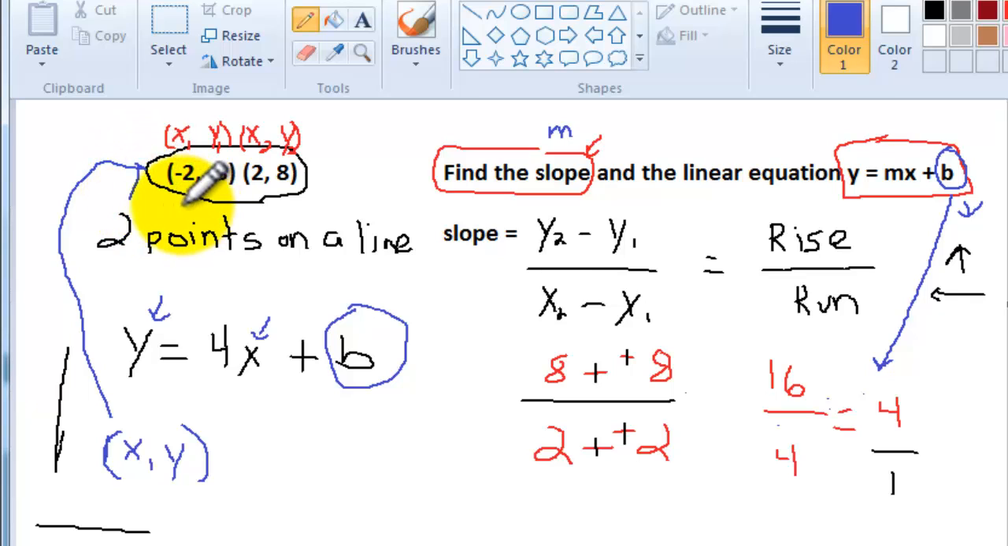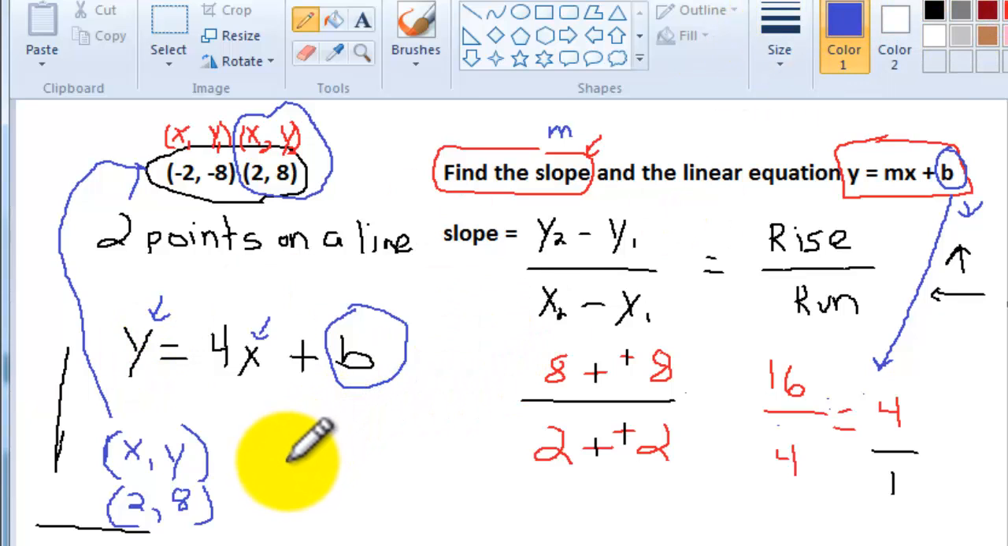Look at that. So we have values for x and y. Let's keep it simple, of course, and use the positive values. I don't want to mess with negatives if I don't have to. So I'm going to use this point (2, 8), and I'm going to plug the value of 2 in for x, because x is 2. I'm going to plug in the 8 for the value of y.